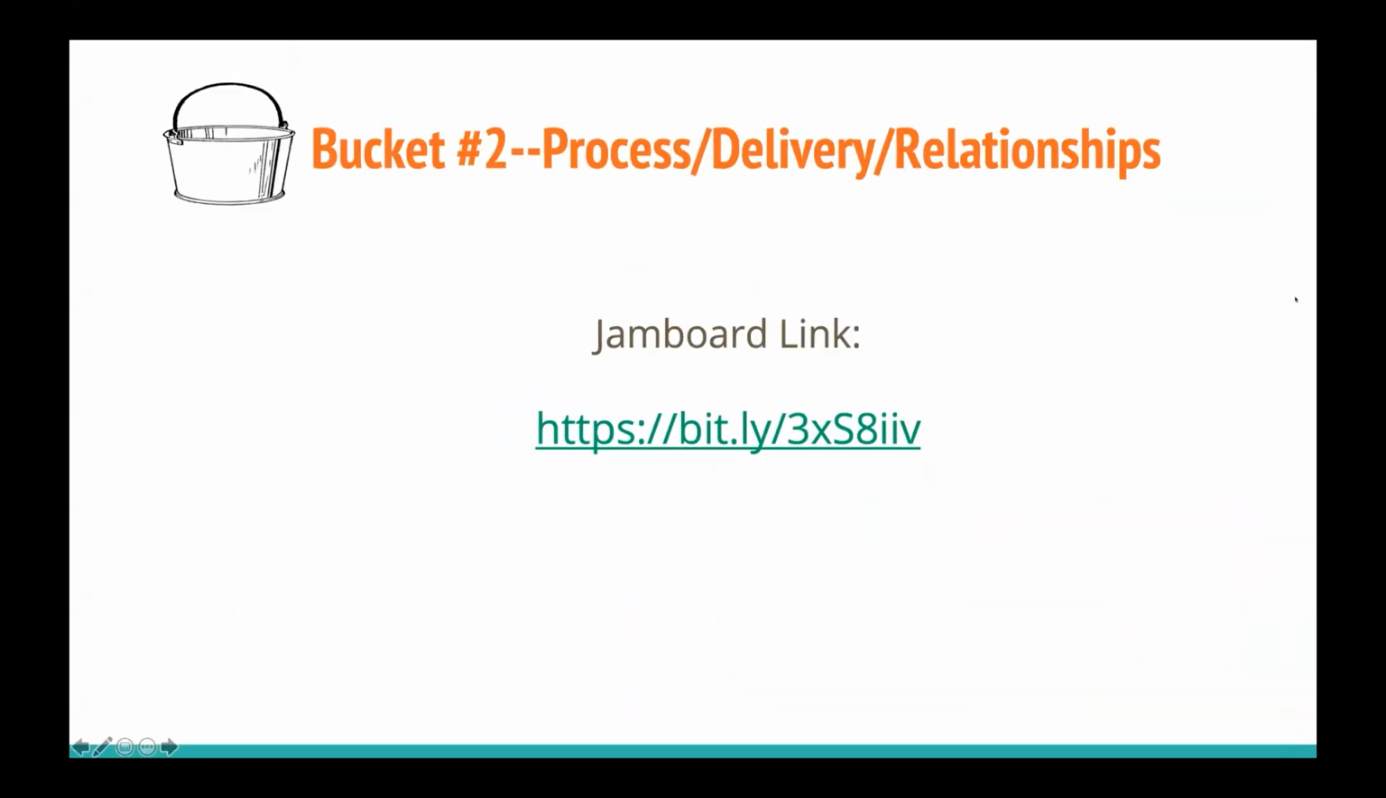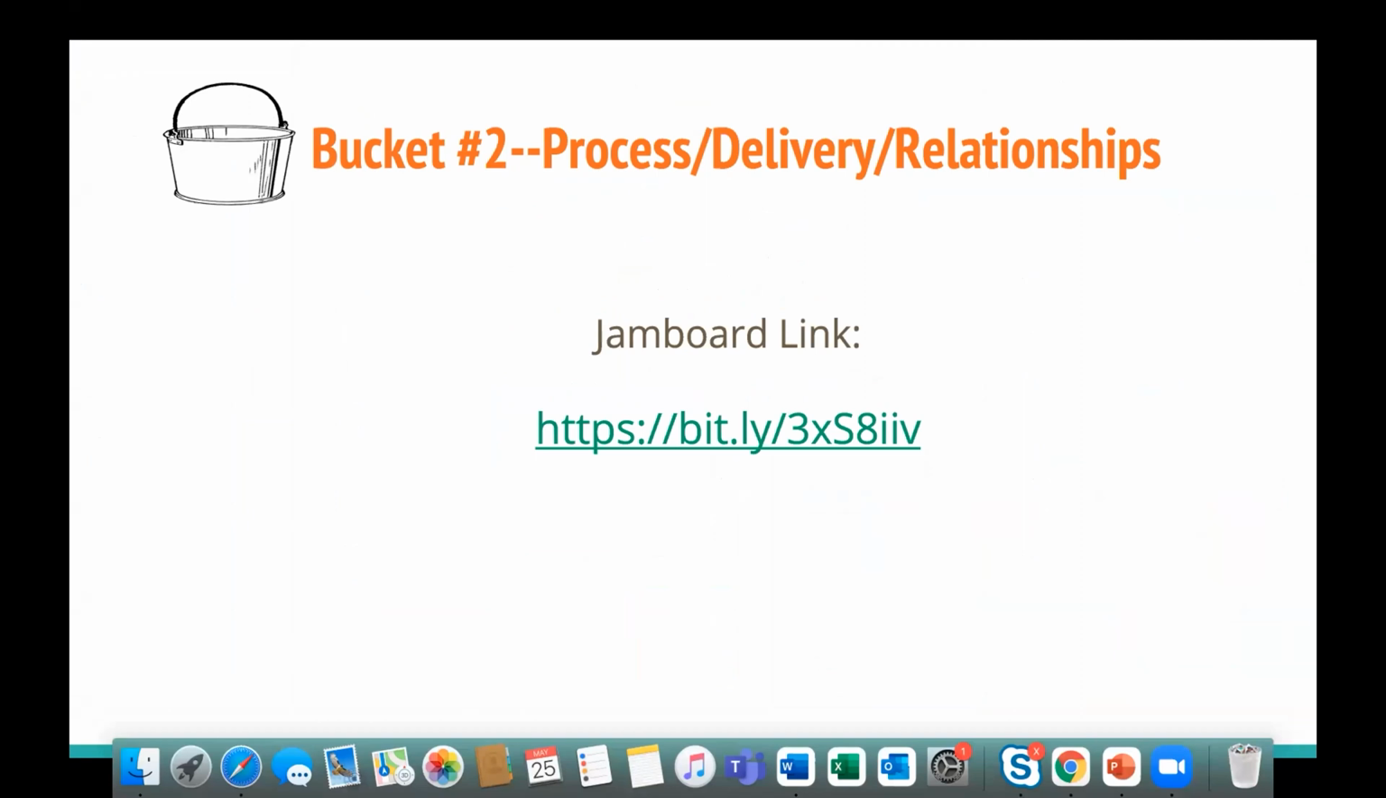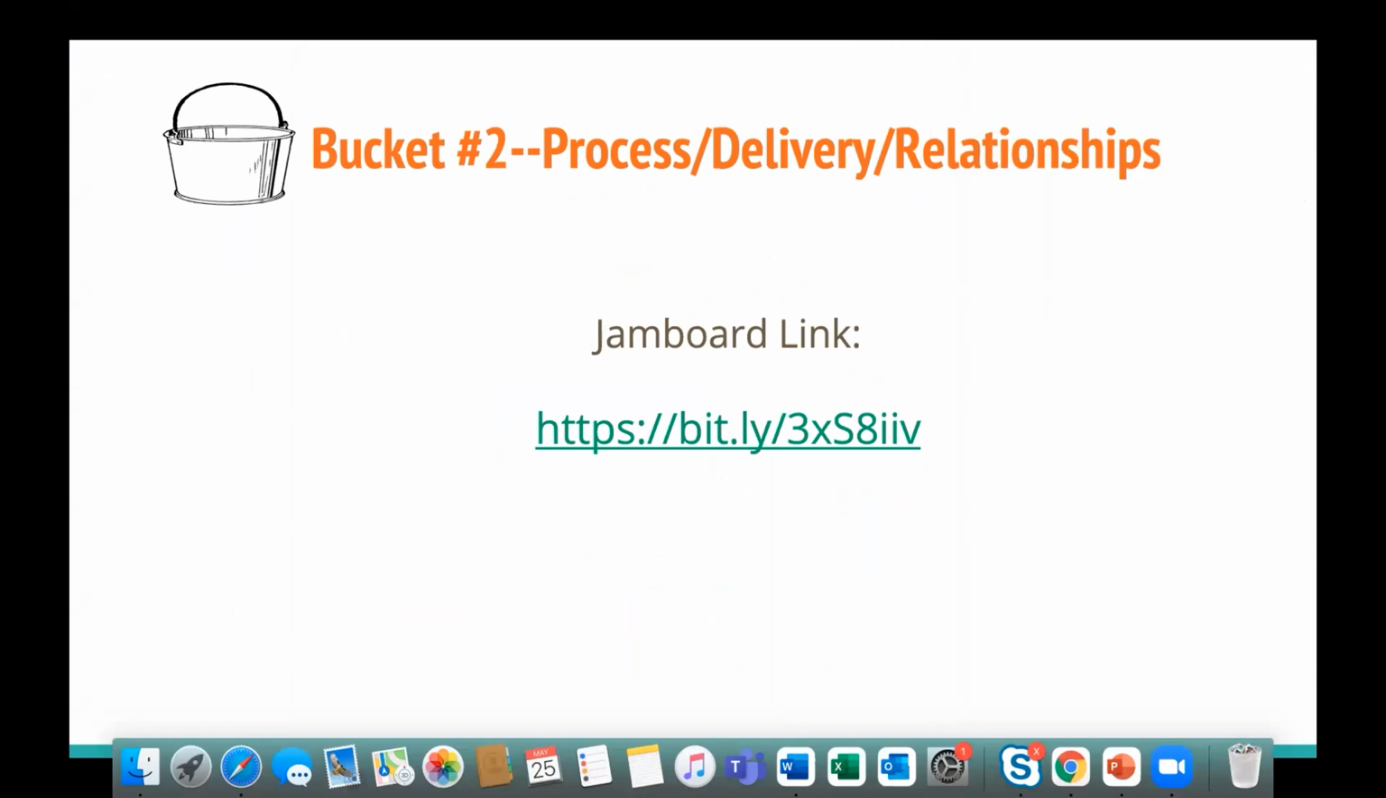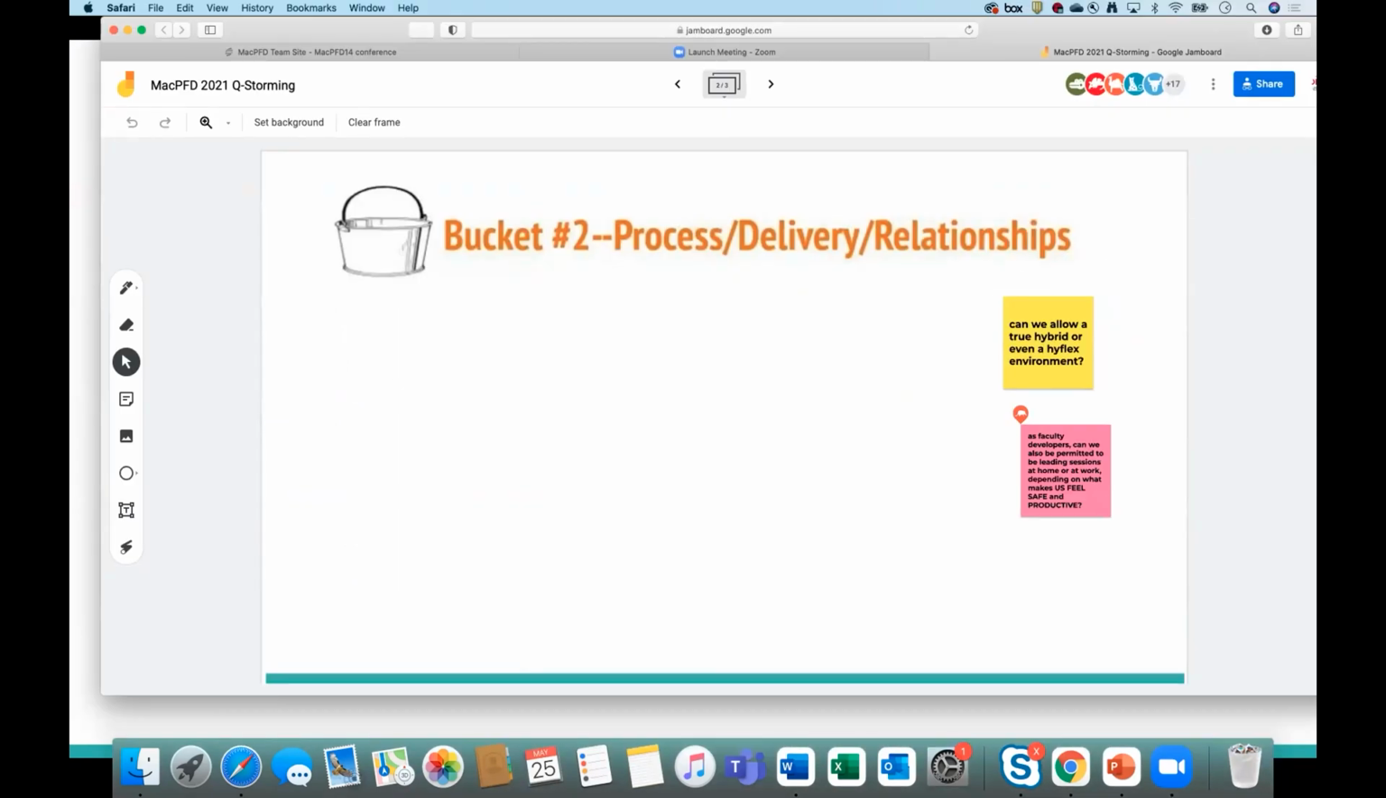Okay, so at the top of the Jamboard, there's a little arrow that shows that there are additional pages. So go ahead and click the right arrow to get to bucket 2. And here we're going to talk about questions we have around delivery, process, and relationships. So go ahead and switch over to the next page. I see a couple of people there already. Great. What questions do we have around delivery or relationships or process?